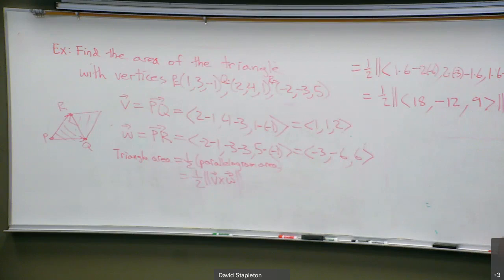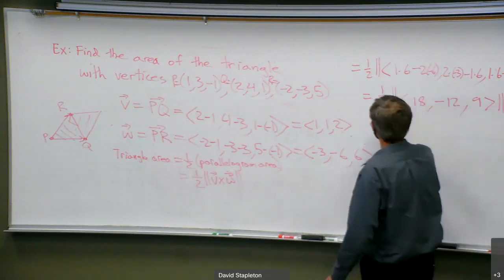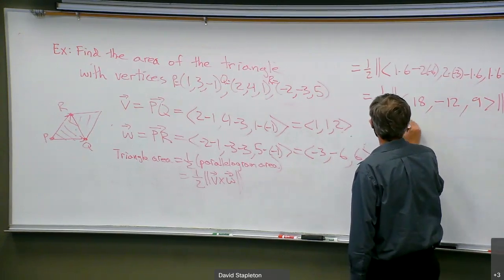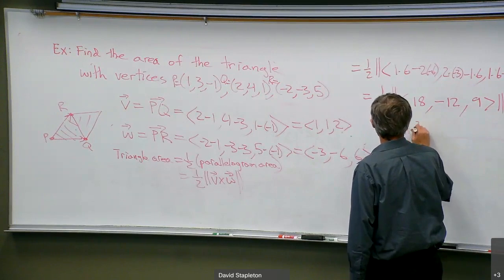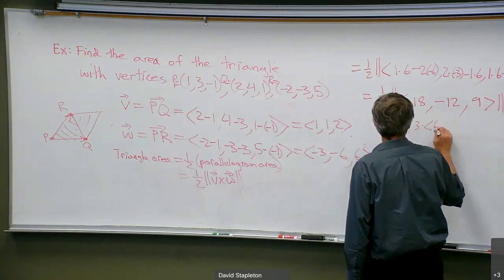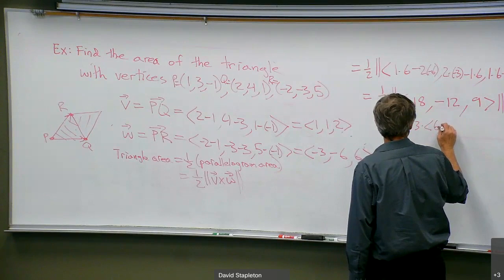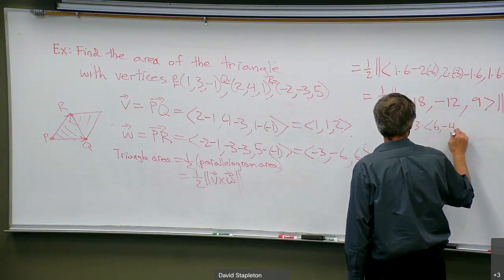Well, how are we going to figure out the length of that thing? Those are big numbers. You can do it in your calculator, of course, but I'll make this recommendation. If you rewrite this as 1/2 the length of 3 times the vector 6, minus 4, 3.